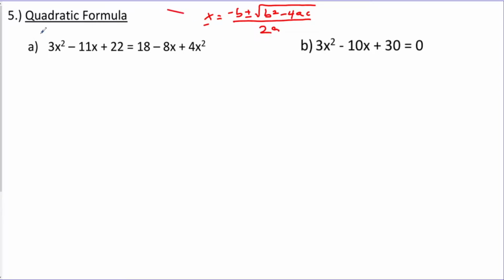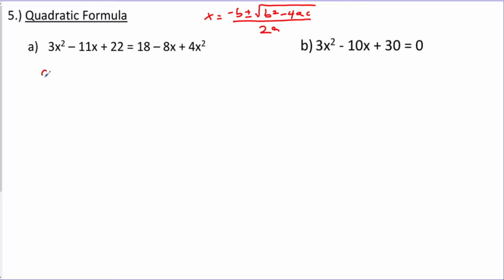Our a, b, and c values come from setting the problem equal to 0, and then whatever the a, b, and c values are, which is x squared, x, and the constant, that's what we'll use. Again, my goal here is always to try to get x squared by itself. So in this case, I'm going to subtract all of this stuff on the left over to the right. Let me do that.